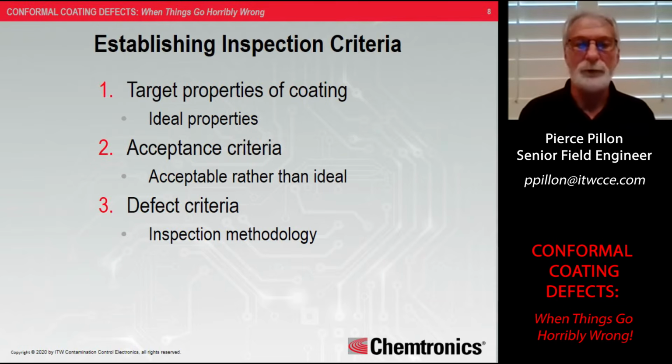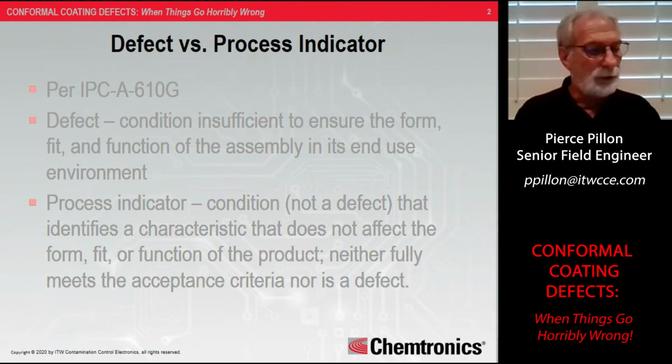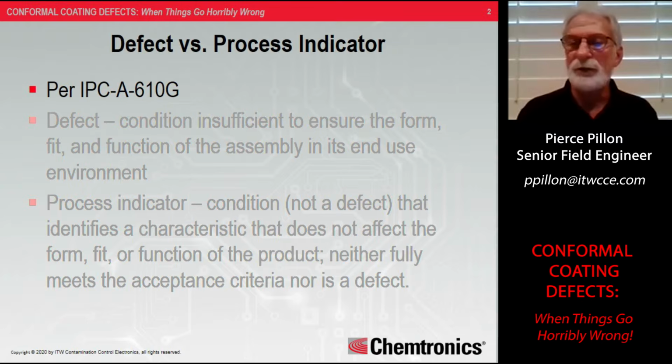And of course, in there, there's inspection criteria, the methodologies you use, and so forth in your quality process. So with those three main categories, your target properties, your acceptance criteria, and your defect criteria, you've got those established by whatever means you're going to use. We're going to use IPC A610 as our prime set of examples throughout this presentation.